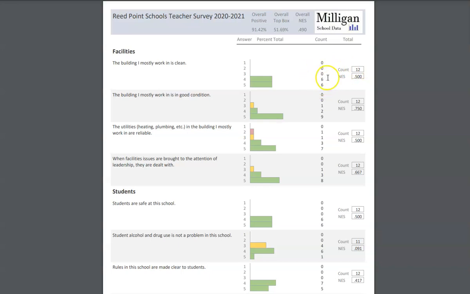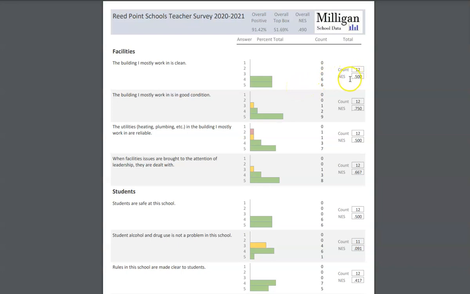You'll notice that not every one of these numbers is the same. If we go down here, we see that this one has a count of 11, which means that somebody either didn't answer this question or answered NA. And so this report is only reporting on the people who answered the question there.